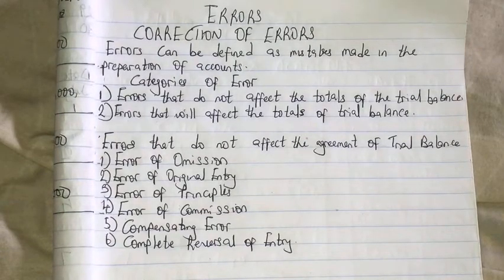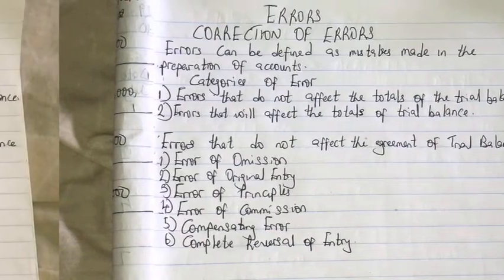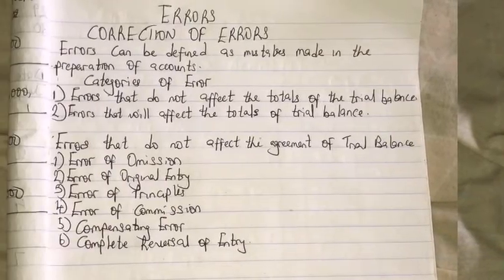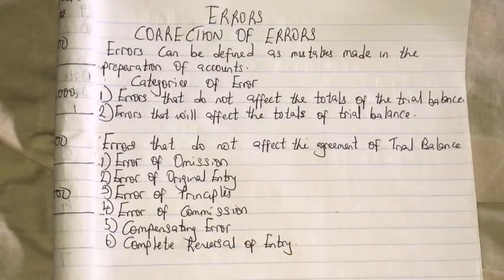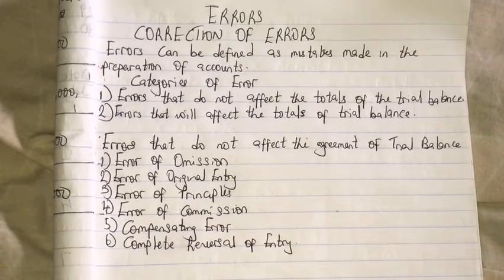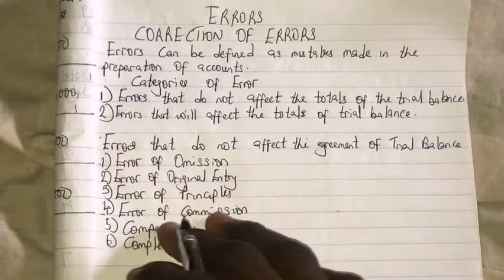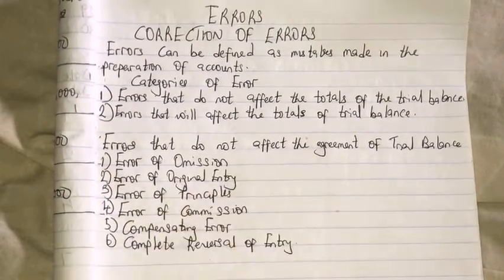Then for error of original entry, this is where the wrong amount is entered on the debit and the credit sides of the books. For example, you are supposed to record a purchase of goods of 3,301 from Ayo. For the error of principle, this type of error occurs when wrong classes of accounts are involved. For example, instead of debiting an asset account, you debit an expense account. So that's what this type of error is principally talking about.